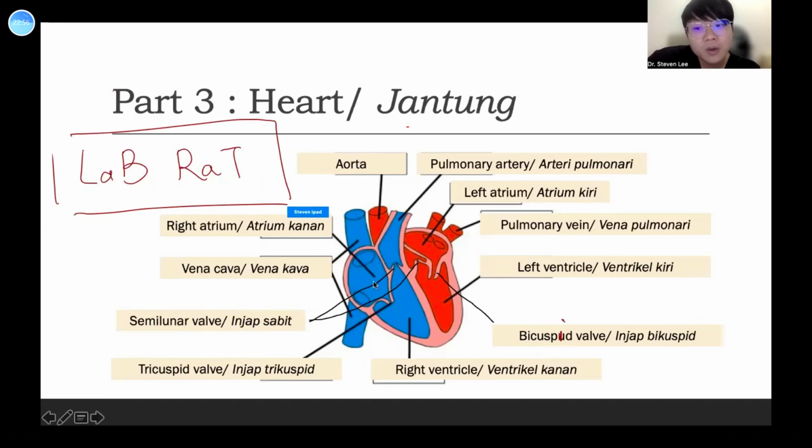Apakah maksud lab rat? Okay, lab rat maksudnya, kalau left side, in the lab we use the rat, isn't it? So left side is bicuspid. Right side is tricuspid. So this is tricuspid, this is bicuspid. So there's no more reason for you not remembering that.